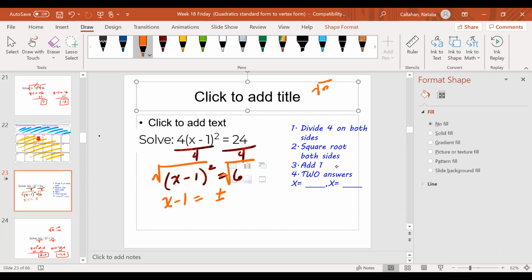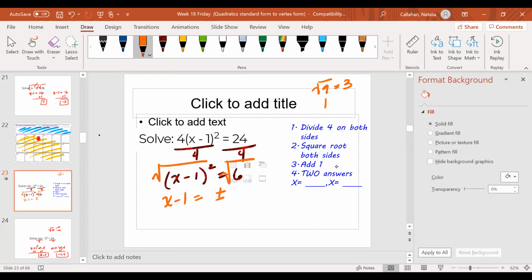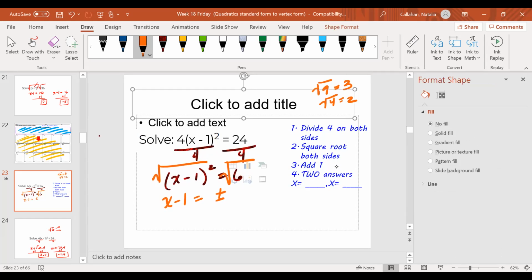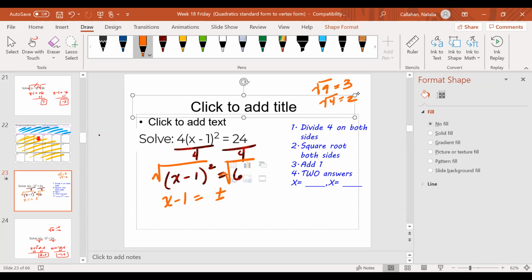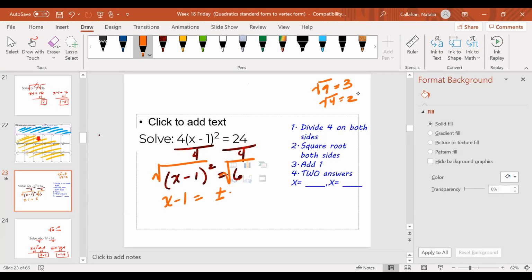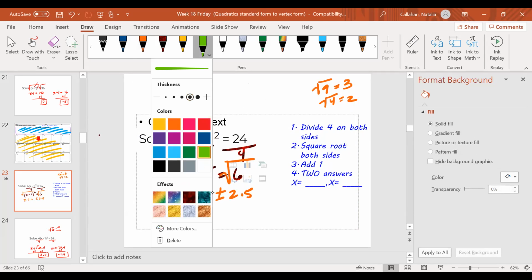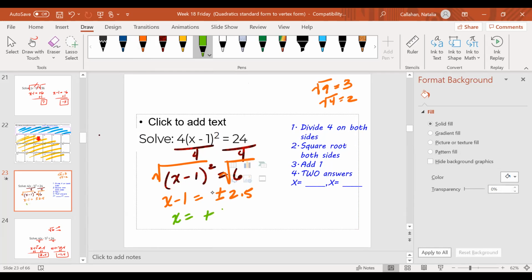Well, you know that the square root of 9 is 3. The square root of 4 is 2. 6 is going to be right between there, so maybe like a 2.5. Okay, after that, add 1 on both sides. So we have x is equal to positive 2.5 plus 1 and negative 2.5 plus 1. So you will have two different answers. x is equal to 3.5 and x is negative 1.5.